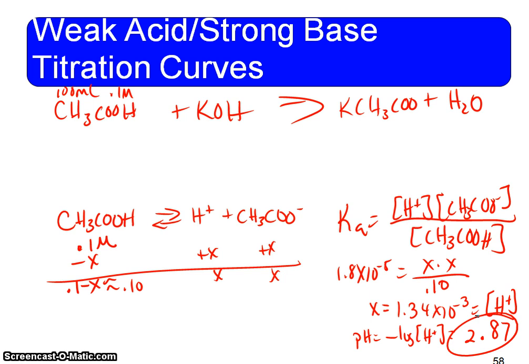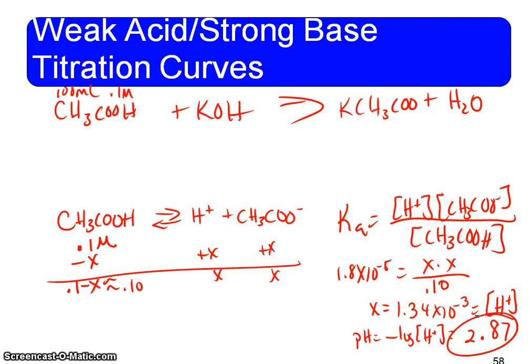So that's going to equal 2.87. What do you notice, even right off the bat, about the initial pH of this weak acid versus the strong acid? It's higher. It's not as acidic. Does that make sense? Yeah, sure, because 100% of the strong acid broke apart. Only a small percentage of this breaks apart. So yeah, it makes sense that it starts out with a higher pH.